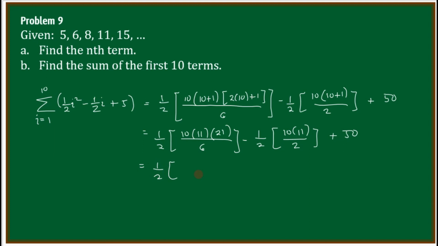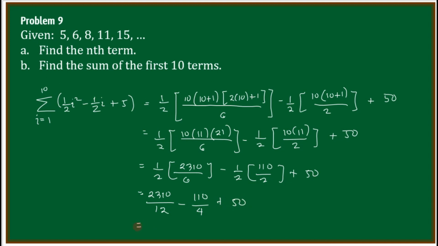That is equal to 2,310. 2,310 over 6 minus 1 half times 110 over 2 plus 50. And that is equal to, so i-multiply natin yung 2 sa 6 or pwede rin i-divide dito. So, multiply lang natin para hindi ma-confuse. So, that will be 2,310 over 12 minus 110 over 4 plus 50.